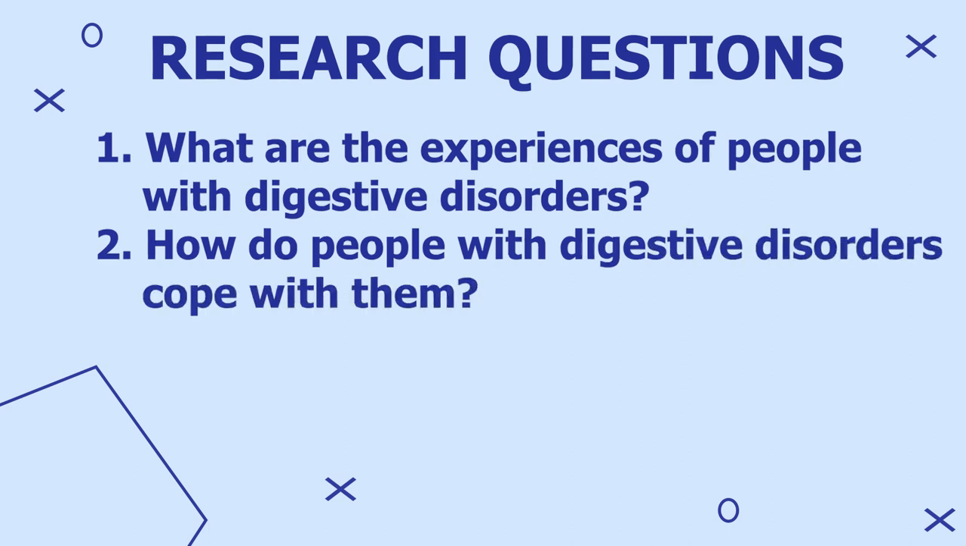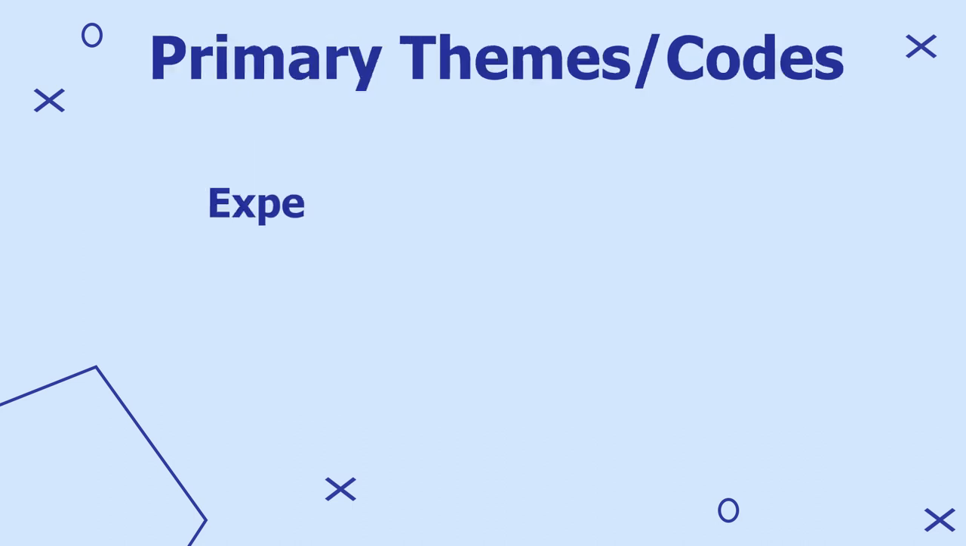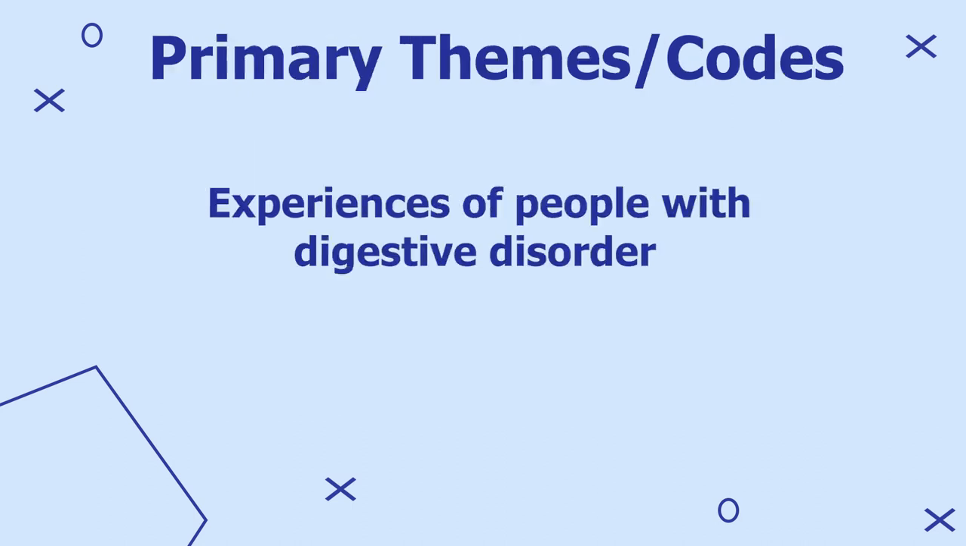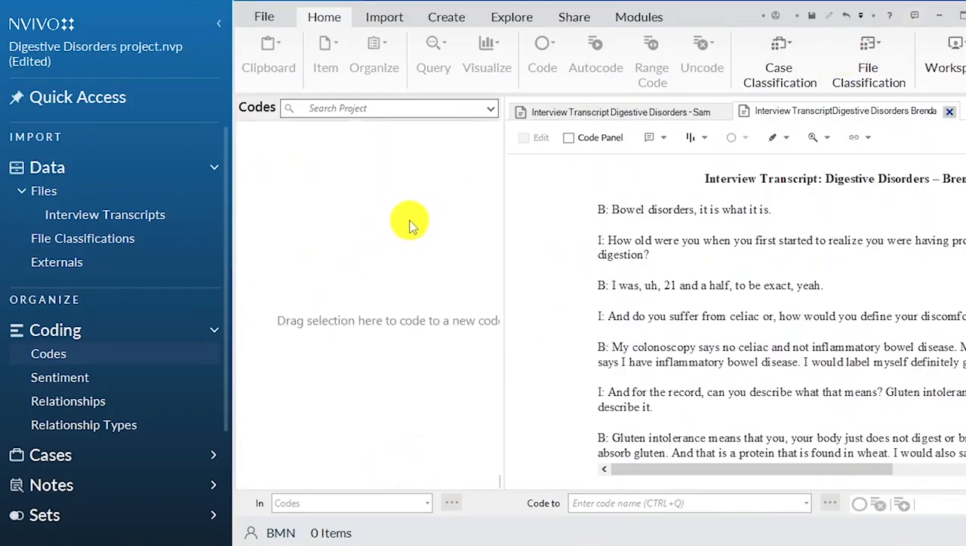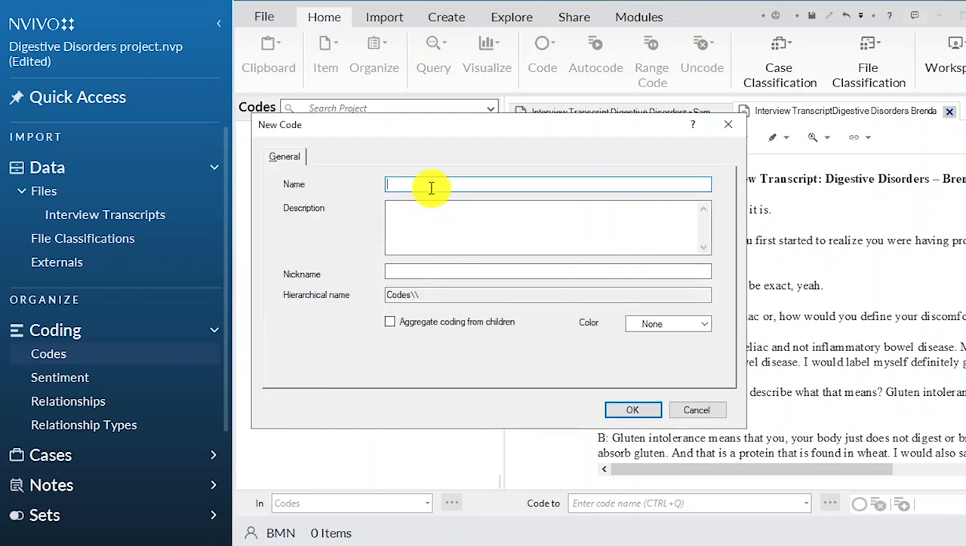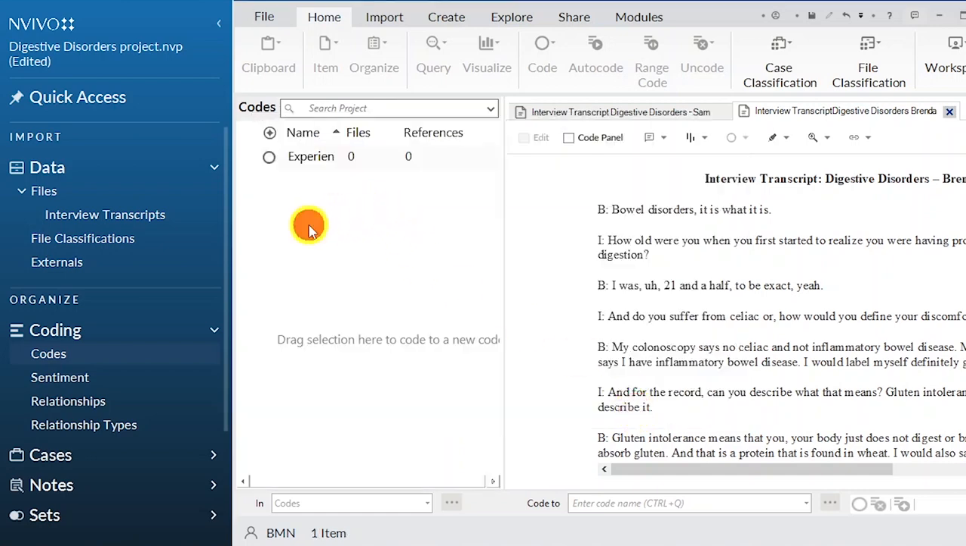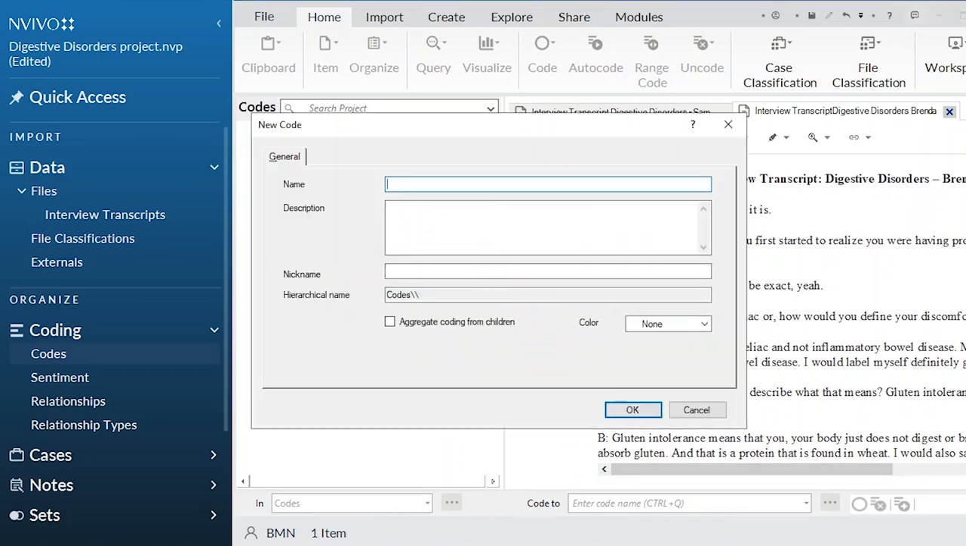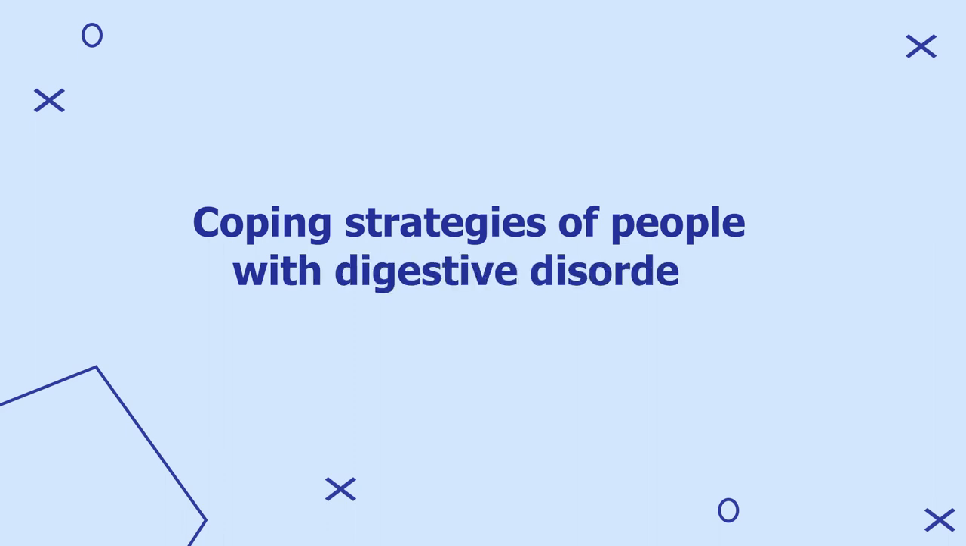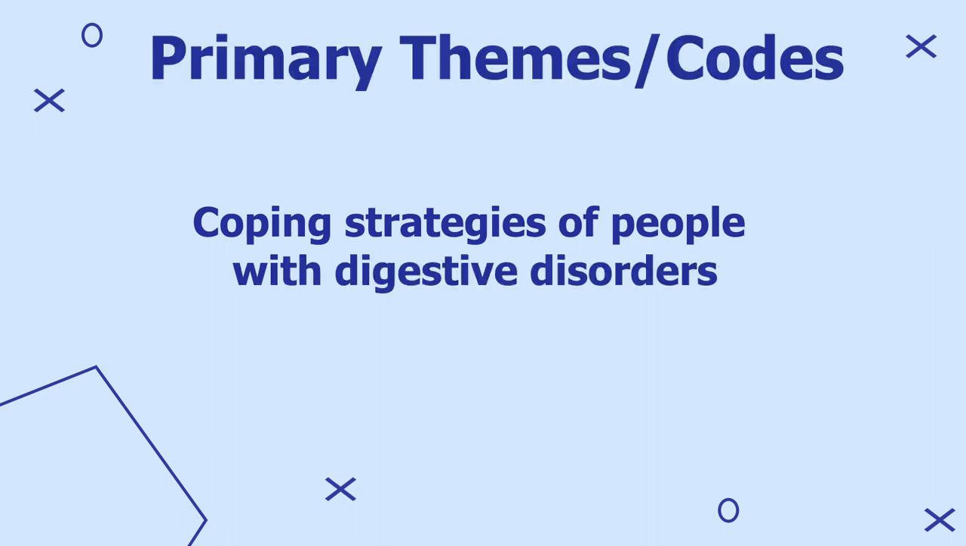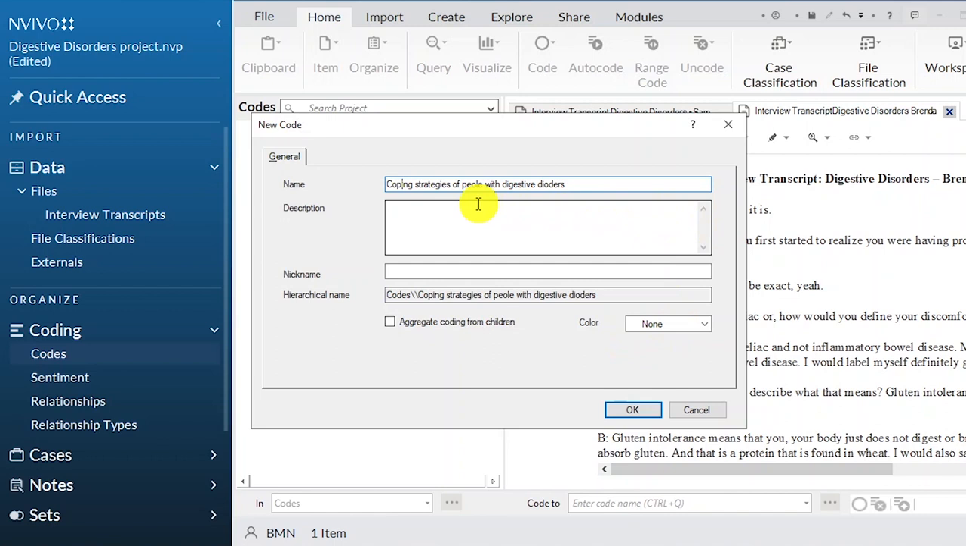So the first primary theme that is evident is experiences of people with digestive disorders. That's a primary theme. So we are going to create a new code or a primary theme, and let's call this experiences of people with digestive disorders, and then click OK. Then right click, create new code, and we have the second primary theme, which is how do people with digestive disorders cope with them? Coping strategies of people with digestive disorders.